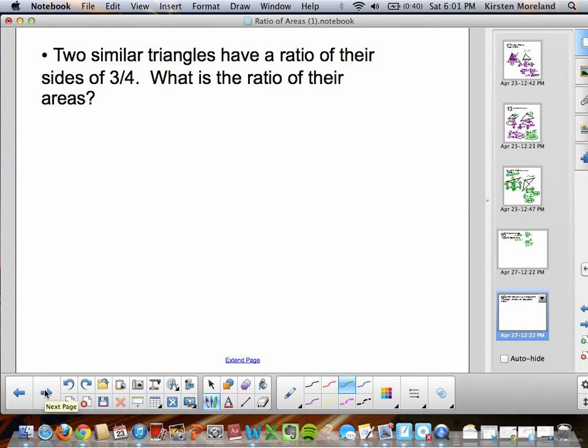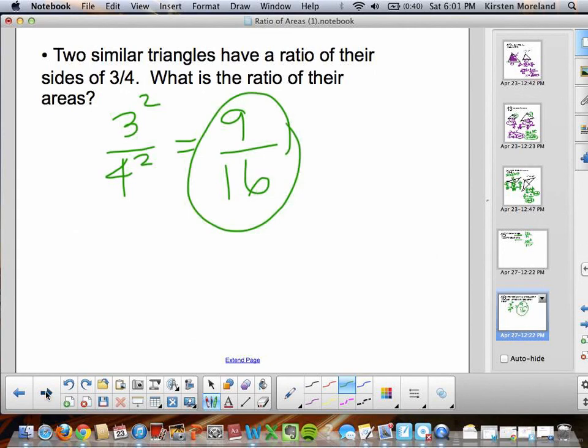Right? So our last one says two similar triangles have a ratio of sides of 3 to 4. What's the ratio of their areas? So our ratio of their sides is 3 to 4. To get the ratio of the areas, you should be thinking square. So I get 9 over 16 for the ratio of their areas.